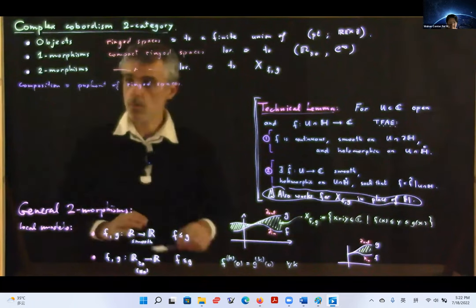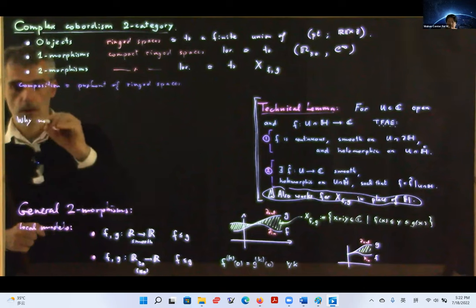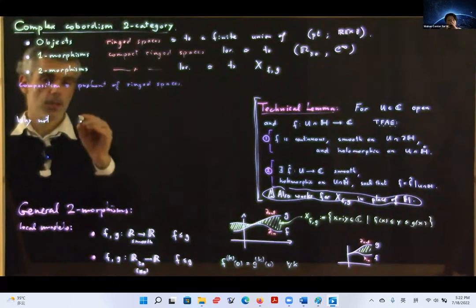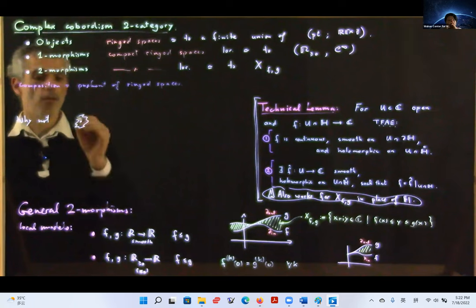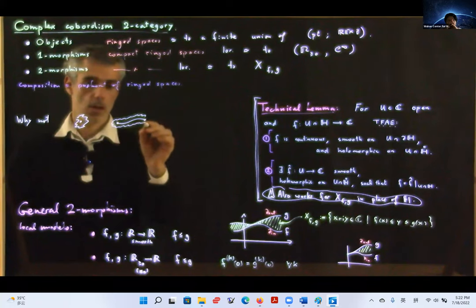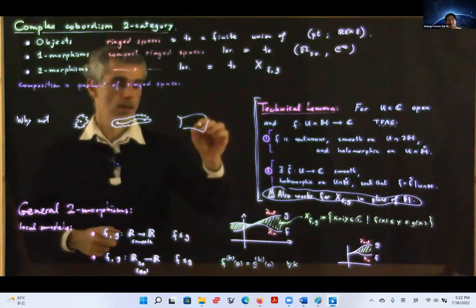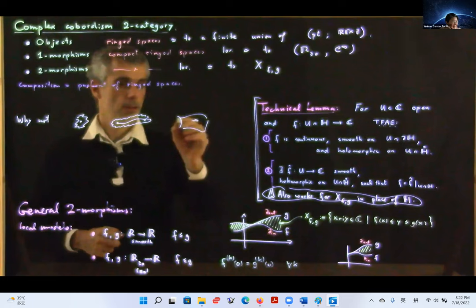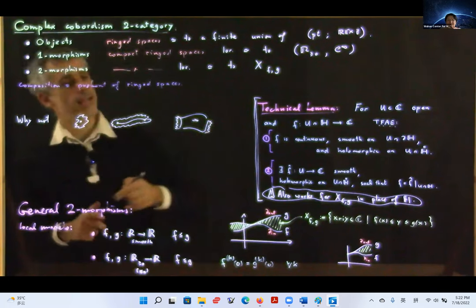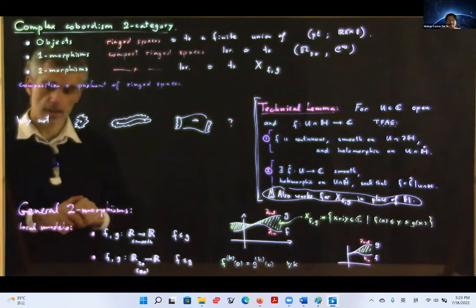So the question is, why not define the objects to be points together with a germ of Riemann surface around this point, and define the one morphisms as being things again with a germ around them, and then the cobordisms again with a little germ around. So that's a completely viable thing that we could have done. And the question is, why not?